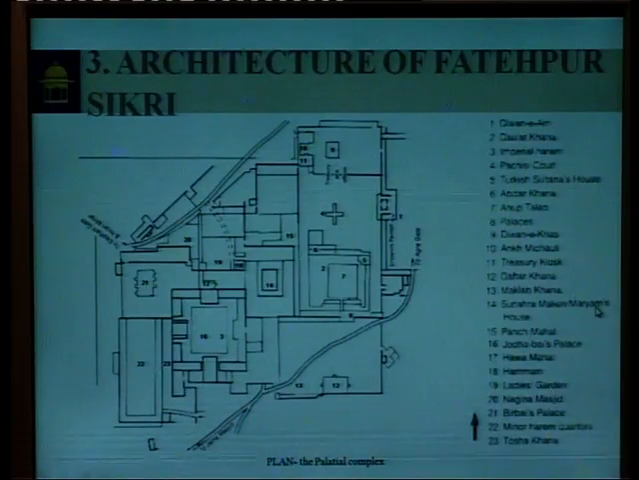We will see the details of each one of these now. The Diwan-i-Aam, how it looked like, the Khas, the palace for the queen Jodhabai, and for the others. In fact, his mother Miriam also had a quarter over here at number 14. That was Miriam's house.